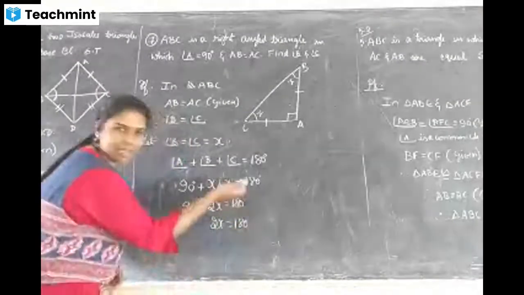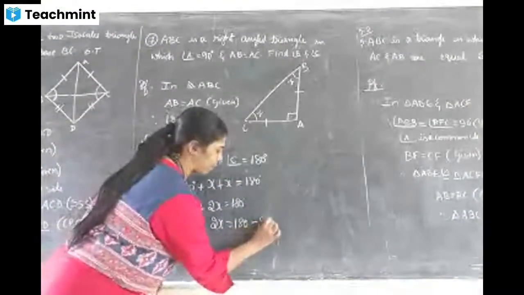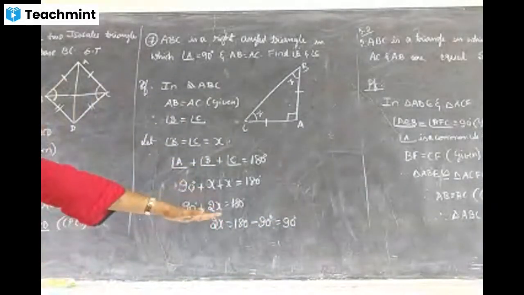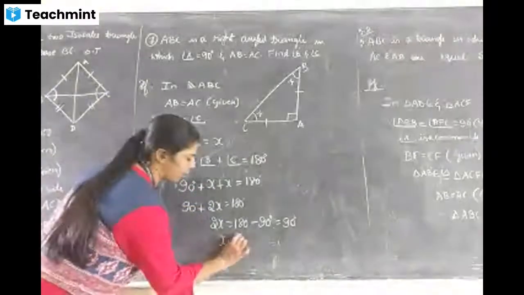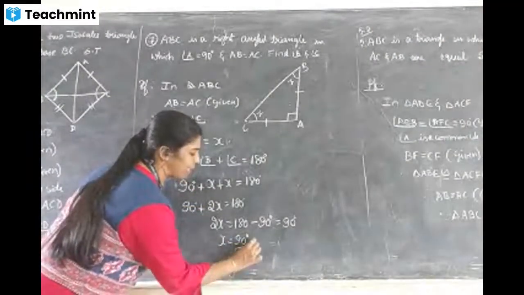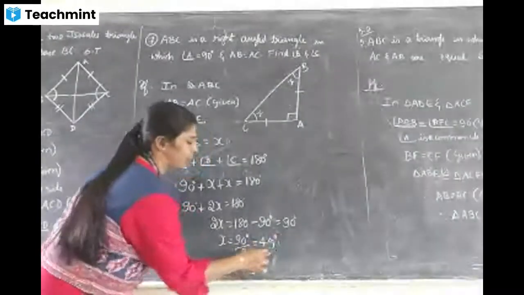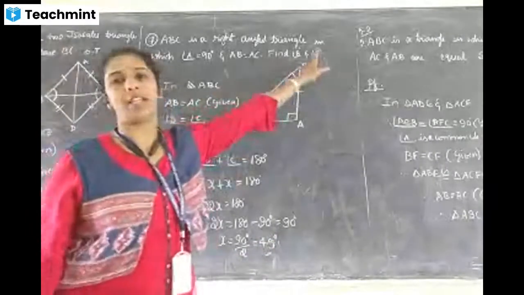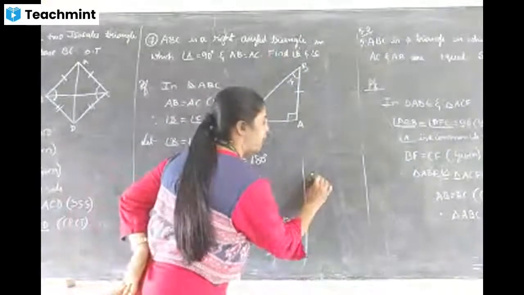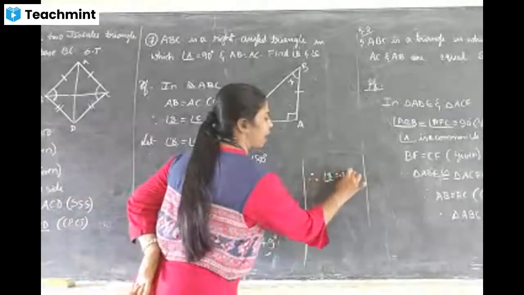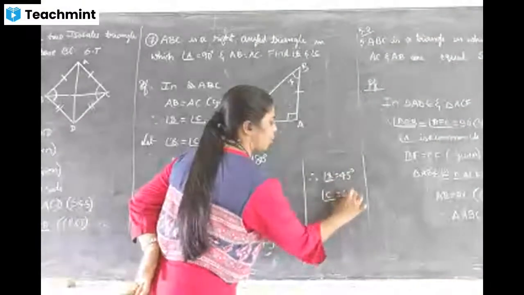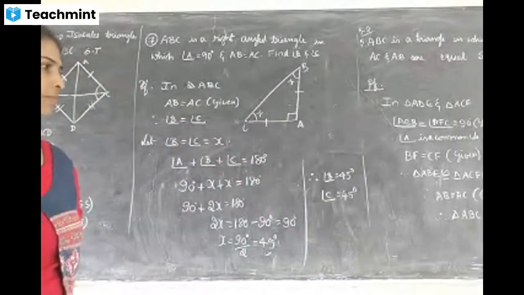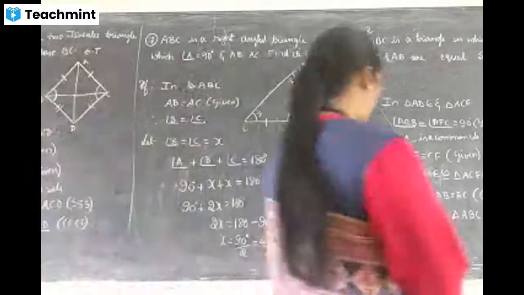Now 2x equal to 180. I carry this 90 here, plus 90 becomes minus 90. That is equal to 180 minus 90, which is 90 itself. Now 2x equal to 90 we got. So what is the value of x? 90 divided by 2, that is equal to 45 degrees. Right? Yes. So what do they ask? Find angle B and C. Therefore angle B is equal to 45 degrees and angle C also is equal to 45 degrees. Understood? Yes. If you have doubt, you can ask.